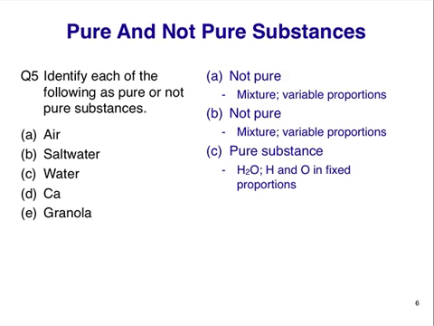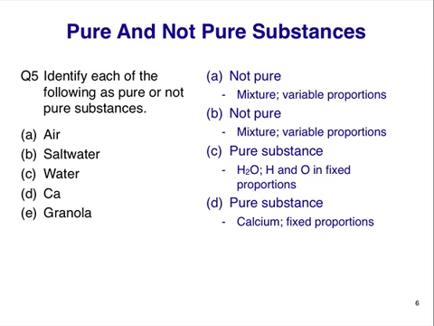In contrast to salt water, the composition of water is fixed. It is a compound made of fixed amounts of H and O. By definition, something with a fixed composition is a pure substance. All chemical compounds are pure substances.